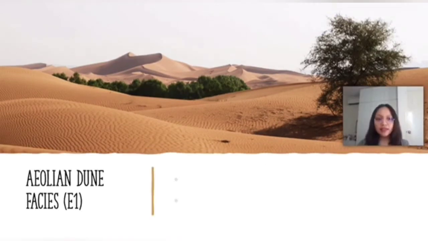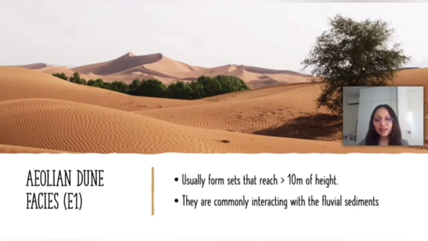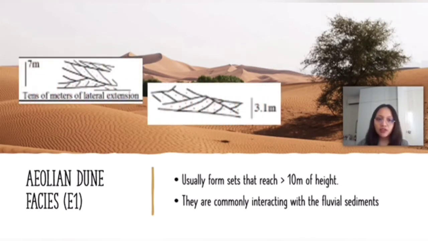So in these phases, they usually form sets that reach more than 10 meters of height, and they are commonly interacting with the fluvial sediments. Fluvial sediments come from the fluvial environment, where the sediments are being deposited by rivers or streams. Okay, so these are the general morphology of Aeolian dune phases.